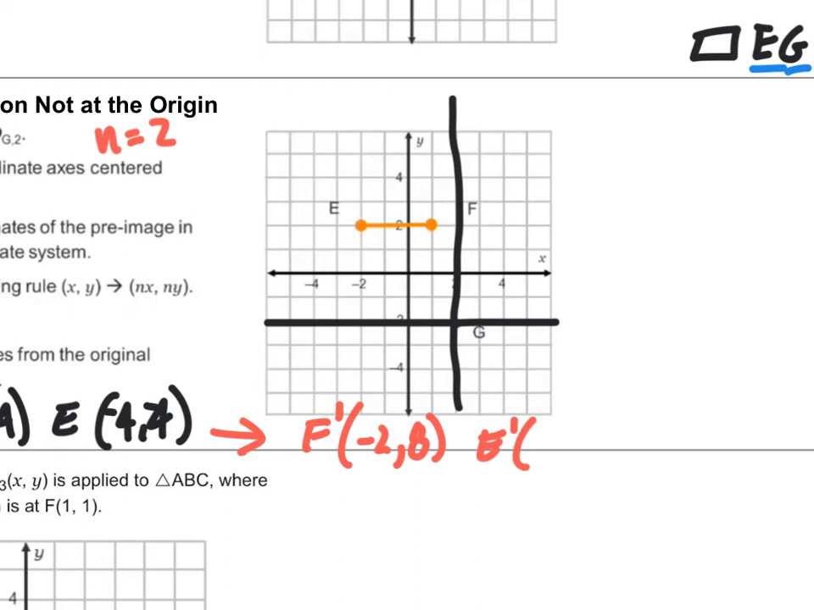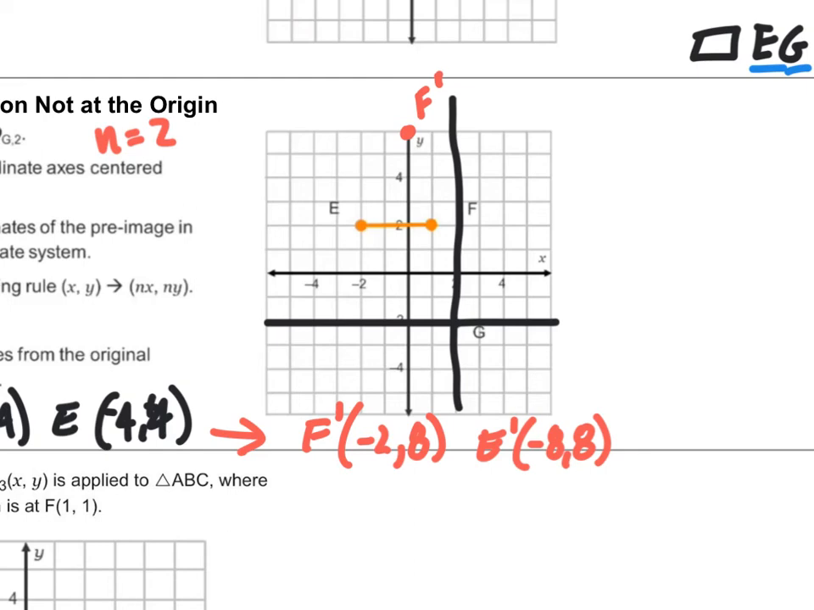So then my image should be negative 8, positive 8. Gosh, I'm all over the place today. This is a positive 4. Now what I want to do is plot those points on this new plane here. So negative 2, positive 8: 1, 2, 3, 4, 5, 6, 7, 8 is here, and that's F prime. I'm going to call that F prime.